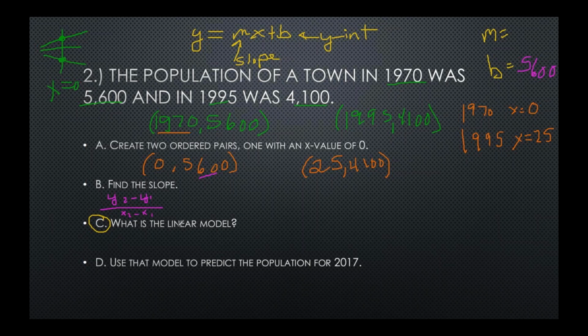If I do that, we'll call 4,100 y2, and I'm going to subtract 5,600. Then I'm going to divide by 25 minus 0. I'm going to let you catch up and do a little math. I know I'm writing all over the place today. Stop me if you have questions. Simplify that, and let me know what you get for a slope when you simplify that blue fraction.